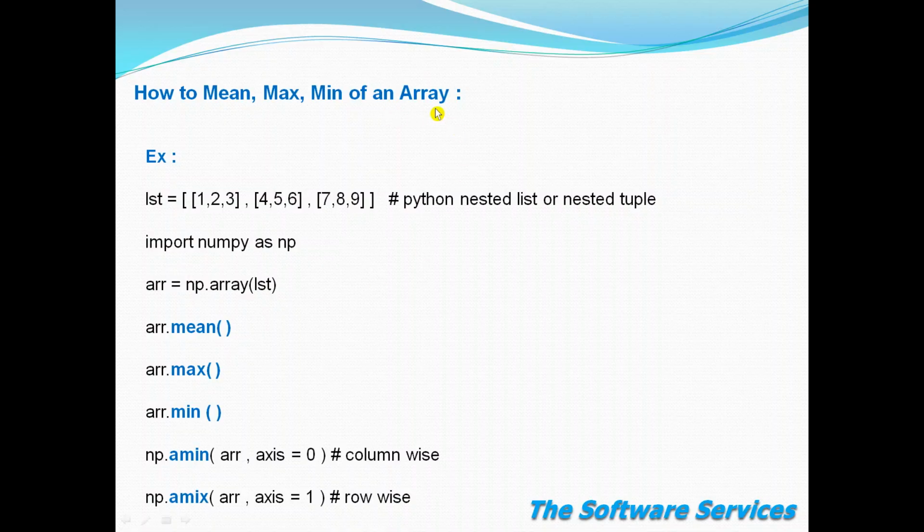For example, we can take our same old example 1 2 3 4 5 6 7 8 9. It is a nested list. So mean means what? Mean means we have to add all these numbers 1 plus 2 plus 3 plus 4 plus 5 plus 6 plus 7 plus 8 plus 9. So the sum will come, divided by how many numbers it is? 9 divided by 9. So if you do that, mean will come. Maximum number is, by seeing we can tell, 9 is the maximum number and minimum number is 1.